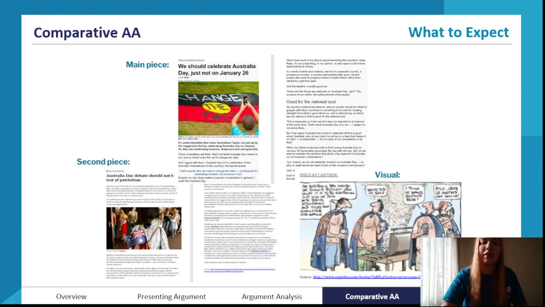So this is more of a SAC structure, like I said: main piece, second piece, visual. If you see this typical structure, relying on that main piece to be the first discussion in each body paragraph makes a lot of sense, and then bringing in an argument from the second piece to contrast, or the visual to compare and contrast. It's up to you, but it's an easy, comprehensive structure to follow.